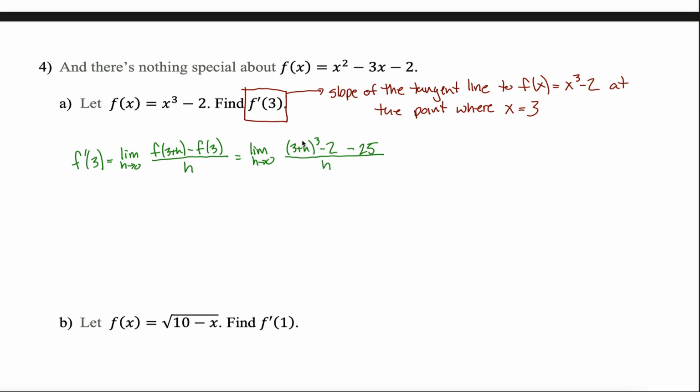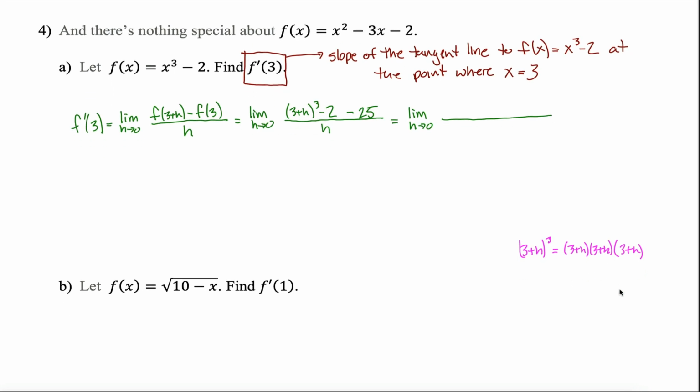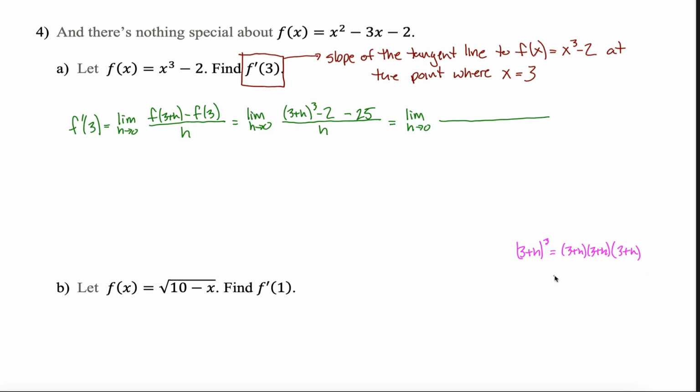It's tempting to try to cross these out or something, but that algebra doesn't work. What we instead have to do is expand this binomial. Just so my work doesn't get too ugly, I might do that off to the side. I need to know what 3 plus h cubed is. One way you can think about this is it's 3 plus h times 3 plus h times 3 plus h. I'm multiplying together these three things. I can multiply together the first two pretty easily.